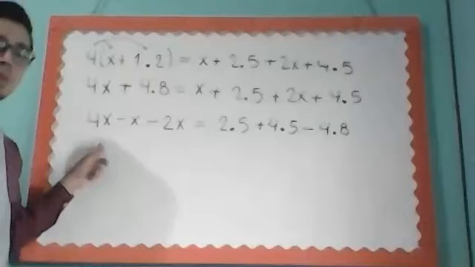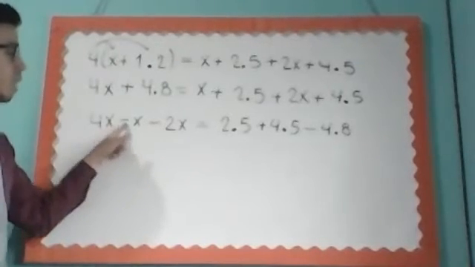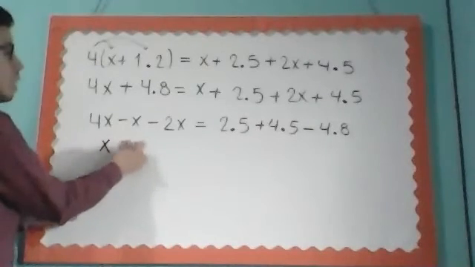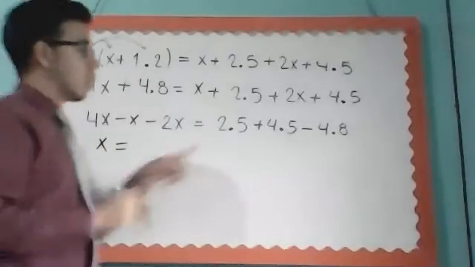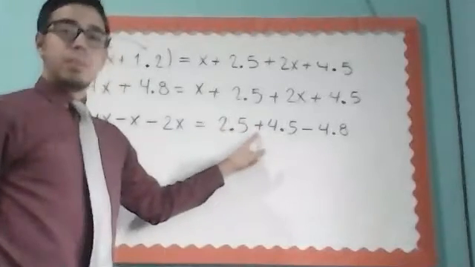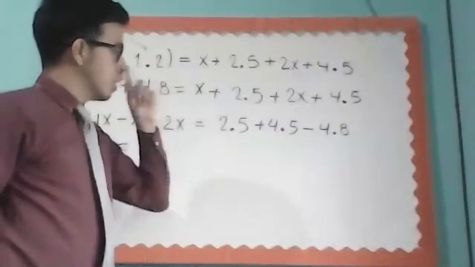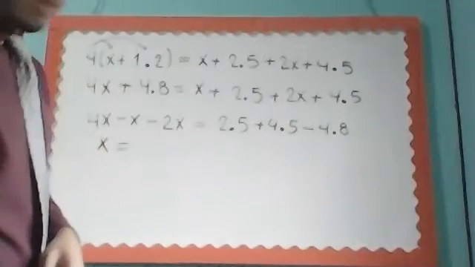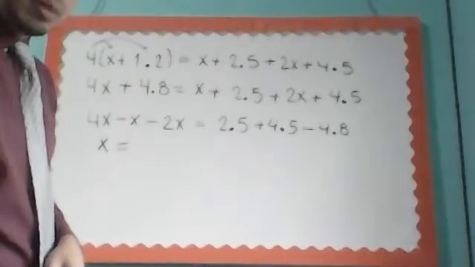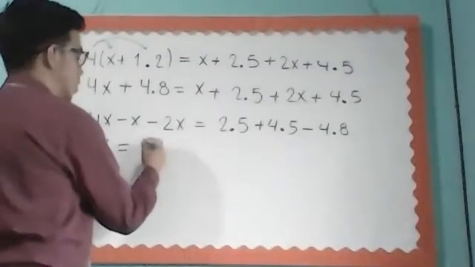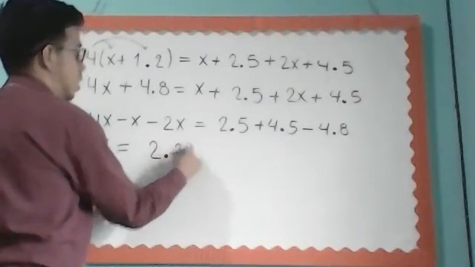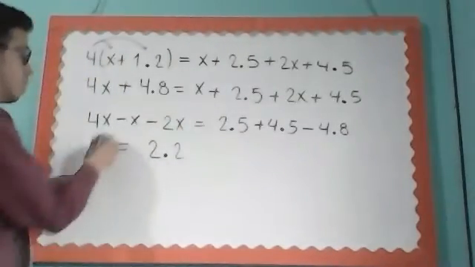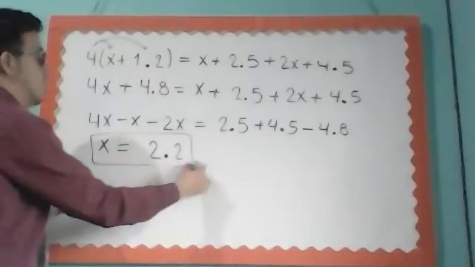Okay, when we solve this, what do we have? 4 minus 1 is 3, minus 2 is 1. So 1x is equal to, and we are going to add this, 2.5 plus 4.5 is 7, right? 7 minus 4.8 is 2.2. We only add this and subtract the other one, okay? We only solve the operations. So we obtain that x is going to be 2.2.